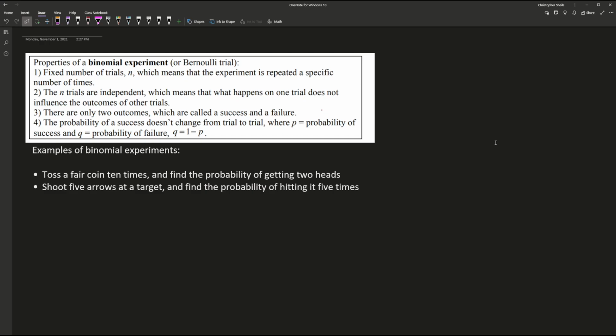So we have here some properties of a binomial experiment. There are a fixed number of trials n, which means that the experiment is repeated a specific number of times. The n trials are independent, which means that what happens on one trial does not influence the outcomes of the other trials. There are only two outcomes, which are called a success and a failure. And the probability of a success doesn't change from trial to trial, where P is equal to the probability of success and Q is equal to the probability of failure.